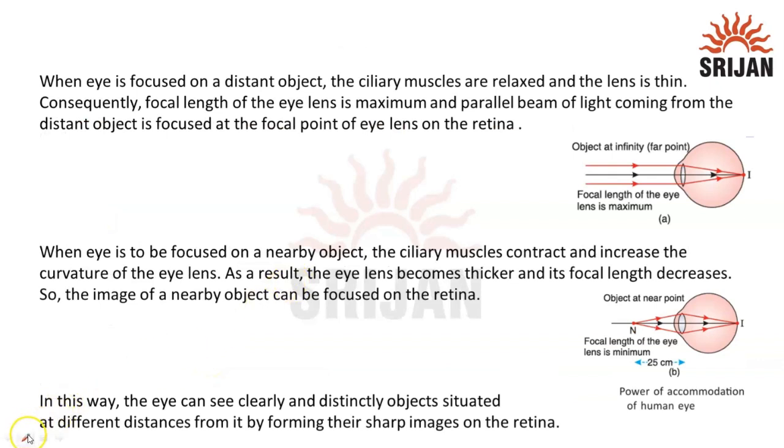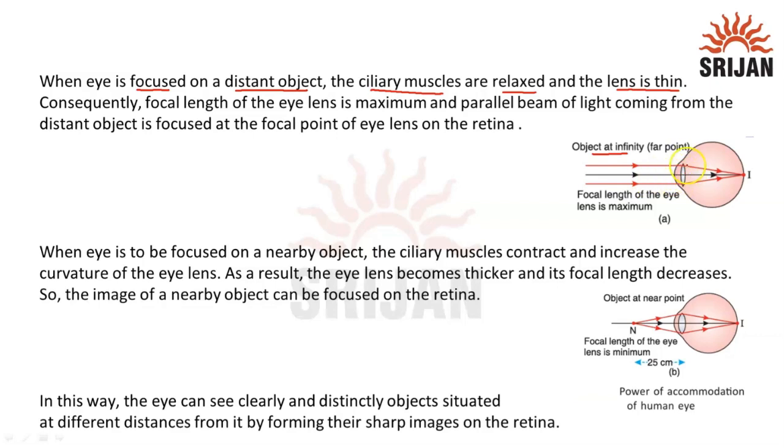Now let's just see what happens when we see the nearby or the far off objects. When the eye is focused on a distant object, the ciliary muscles are relaxed and the lens is thin. Okay, the object is at infinity. So from infinity, the rays that are coming are almost parallel to each other. That's how we draw them. So parallel rays bend as soon as they pass through this crystalline lens because its refractive index is different from the outside. So it is refraction that takes place.